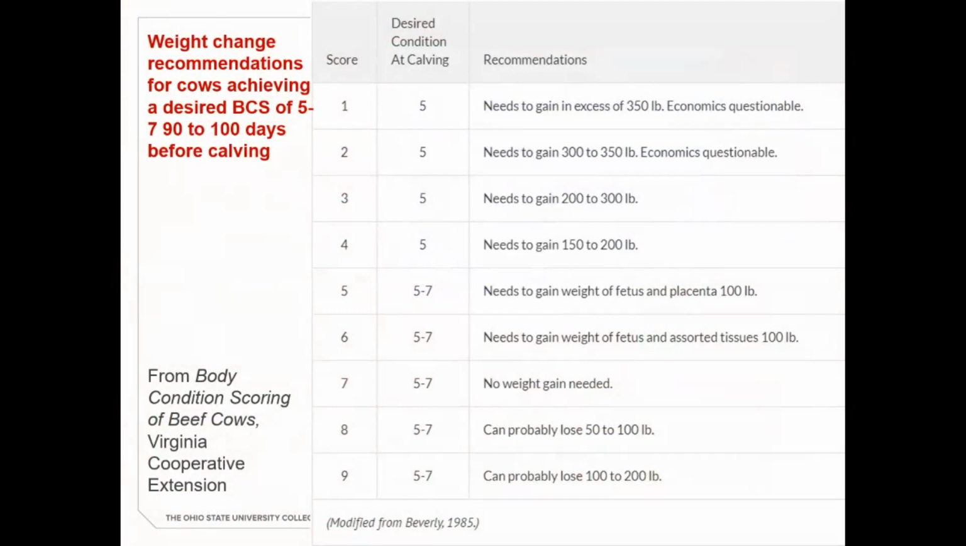This table here is a nice summary for weight gain needed to move to the desired BCS for beef cattle. In beef cattle, a single point change in scores is approximately 80 to 100 pounds of live weight, but may range anywhere from 10 to 200 pounds depending on the pregnancy status of a female.